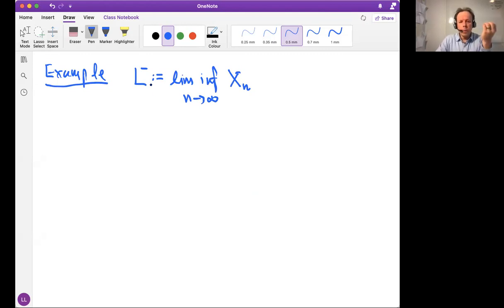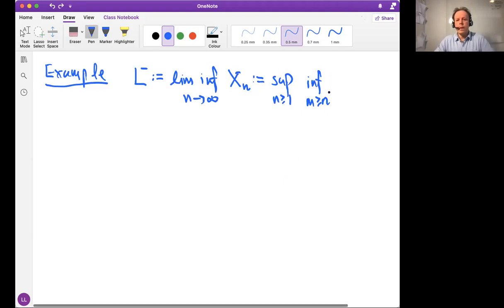So for every omega, we have a sequence of real numbers when we input it there. And then for that sequence, we look at the liminf of the sequence. We can also define the liminf by taking the supremum over n, and then we look at the infimum over m bigger than n of Xm.